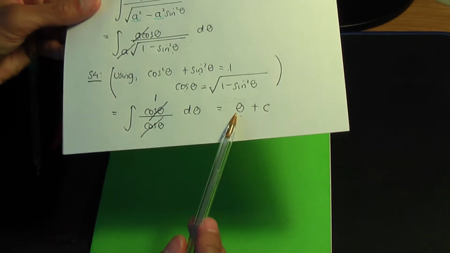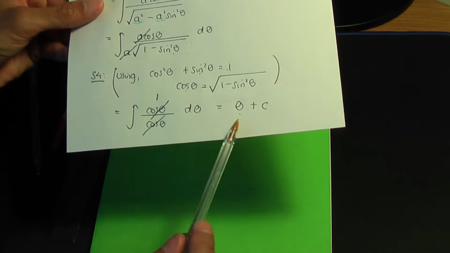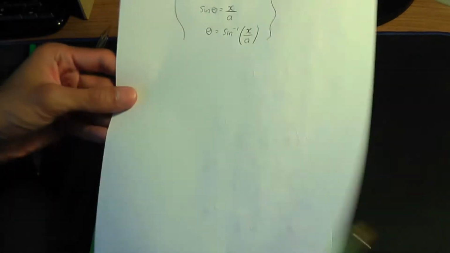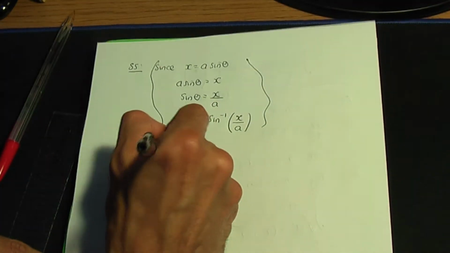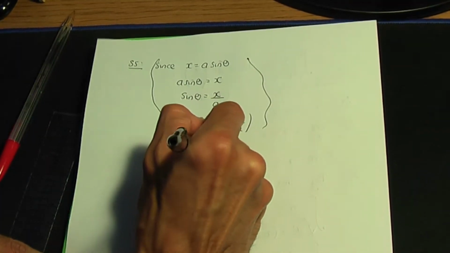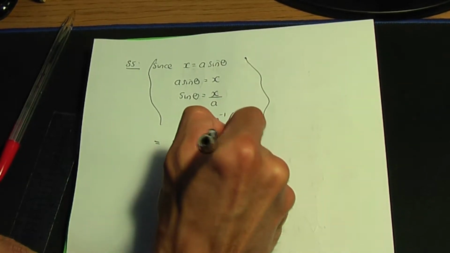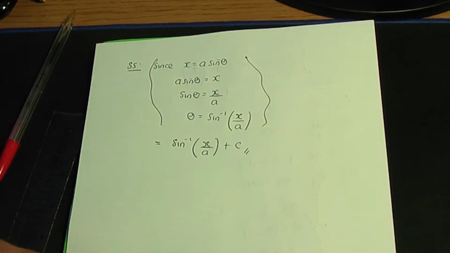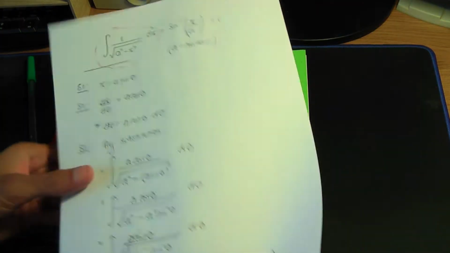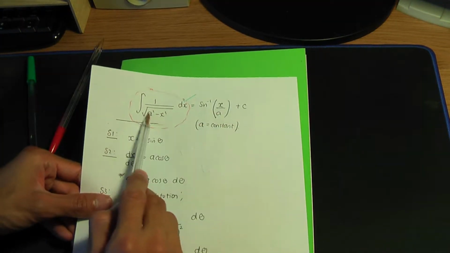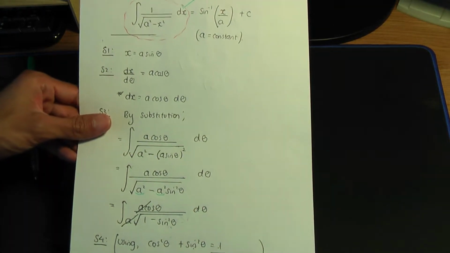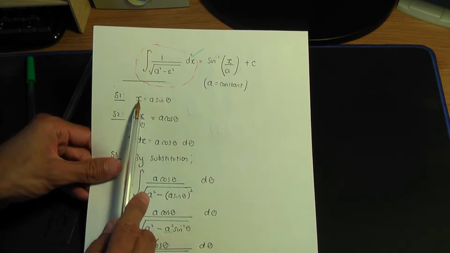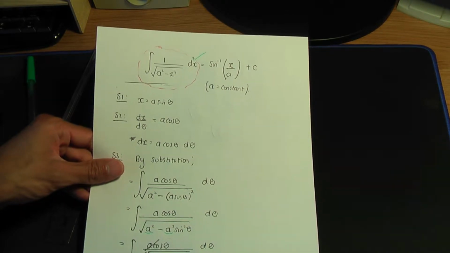So if we go back to the previous step, in step 4, we have theta plus c. So let's replace theta by the inverse sine of x over a. In this case, we're going to have the inverse sine of x over a plus c. Okay, so that is the result. As you can see, that is the result of this integral, which we've proved using substitution, and the substitution, remember, is x is equal to a sine theta.